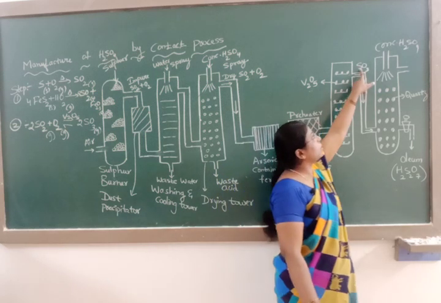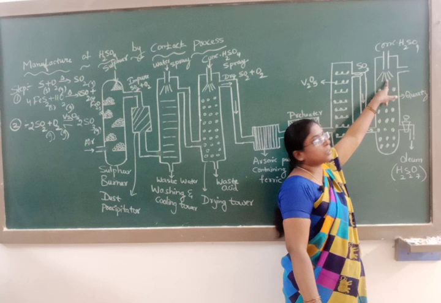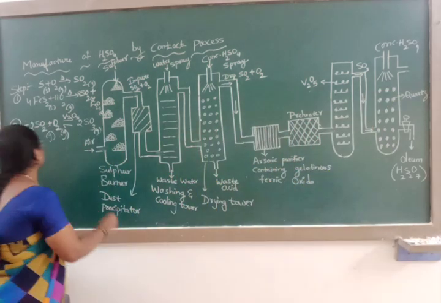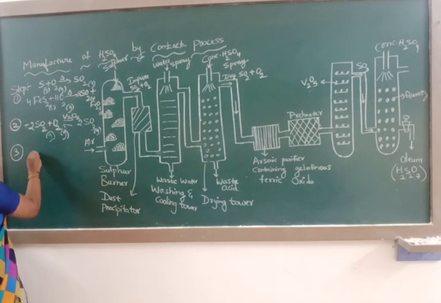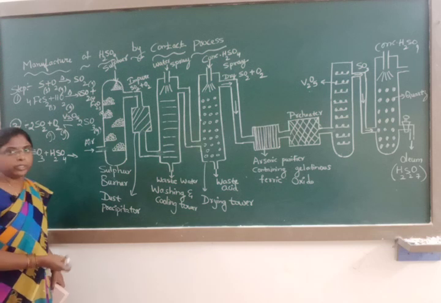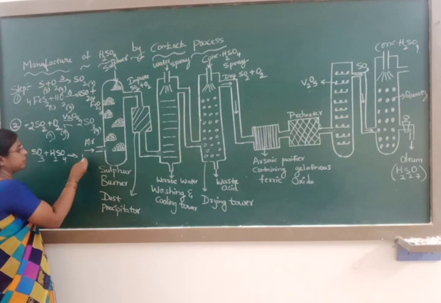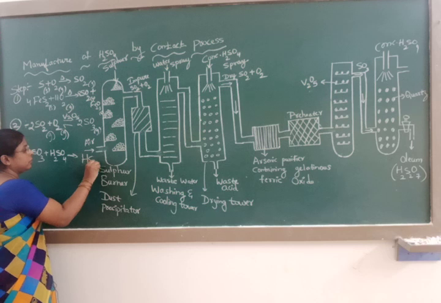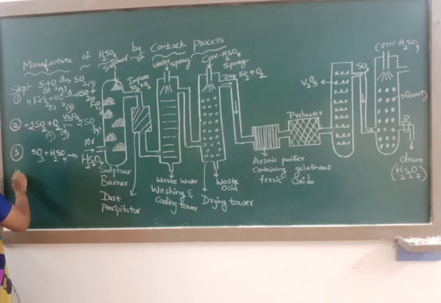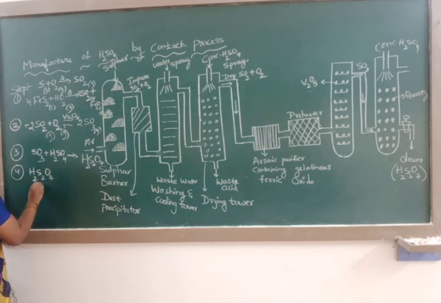Now the sulfur trioxide gets absorbed by concentrated sulfuric acid. Next is the obtained sulfur trioxide. Third step, sulfur trioxide is absorbed by concentrated sulfuric acid to form oleum, that is H2S2O7. The obtained oleum, H2S2O7, is known as oleum.